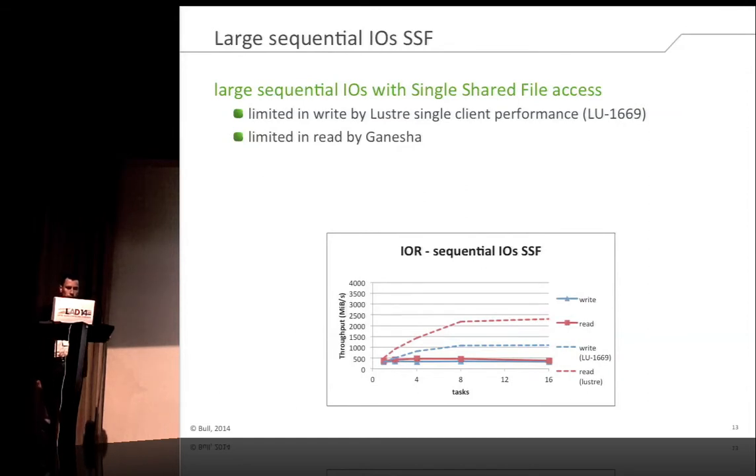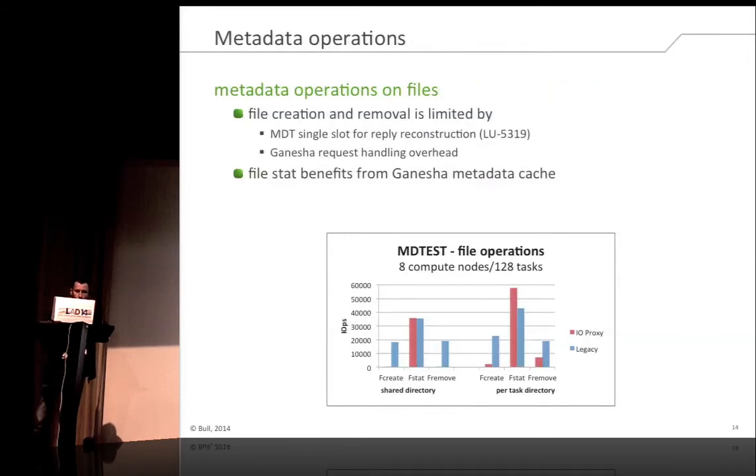So next results concern metadata operations. We use the mdtest benchmark to execute file creation, file stat, and file removal on 8 compute nodes in parallel. And the graph presents the results for both IO Proxy architecture and legacy architecture.